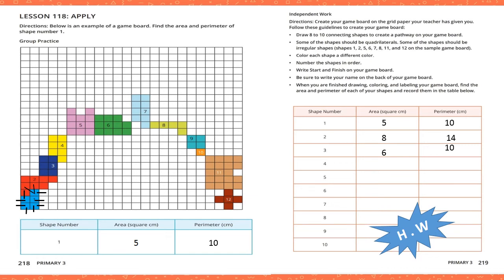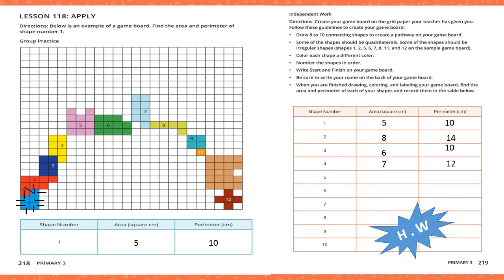Shape number 4. Yes, with the yellow. How many units inside the shape? Let's count. 1, 2, 3, 4, 5, 6, 7. So the area equals 7. What about the perimeter? I will count how many units around the shape. It will be 12.